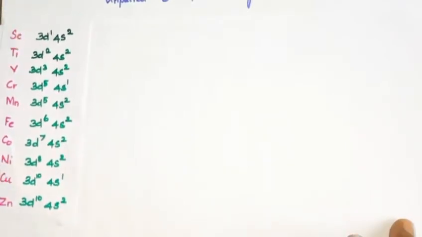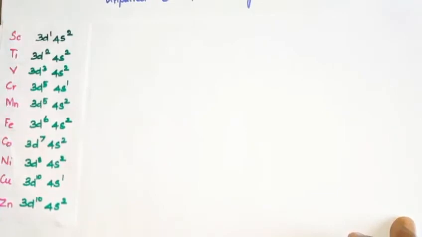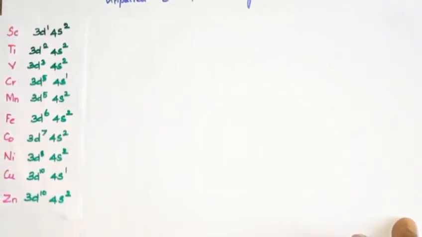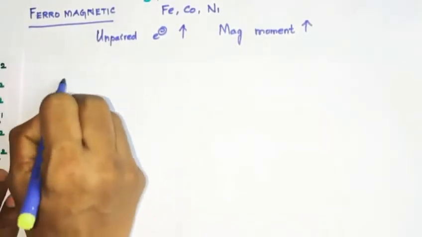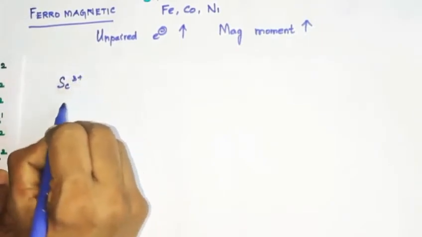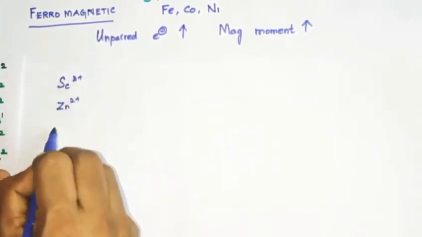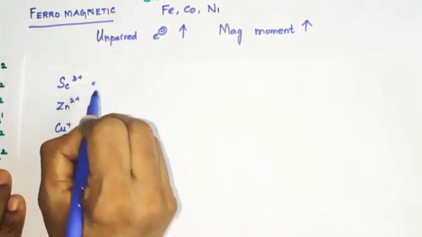Scandium to zinc. You just memorize the outermost electronic configurations. You remember it. After that, it is very easy to solve. Coordination chemistry also uses these outermost electronic configurations of scandium to zinc, so you have watched it.